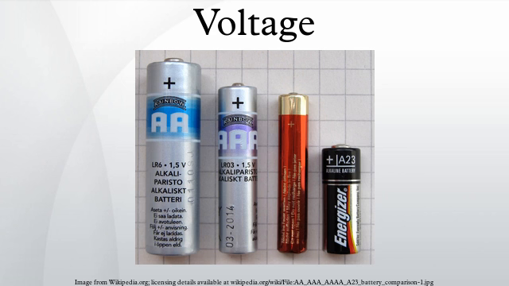Addition of voltages. The voltage between A and C is the sum of the voltage between A and B and the voltage between B and C. The various voltages in a circuit can be computed using Kirchhoff's circuit laws.